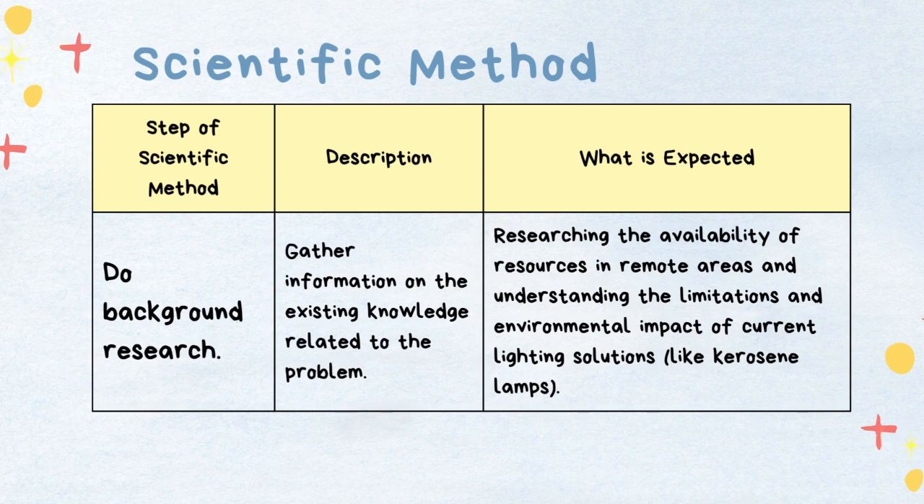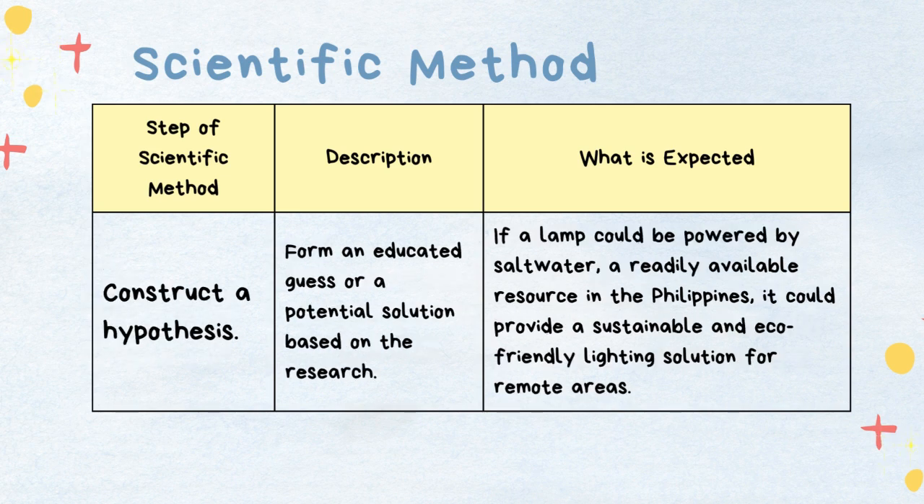Researching the availability of resources in remote areas and understanding the limitations and environmental impact of current lighting solutions, like kerosene lamps. Construct a hypothesis. Form an educated guess or a potential solution based on the research. If a lamp could be powered by salt water, a readily available resource in the Philippines, it could provide a sustainable and eco-friendly lighting solution for remote areas.